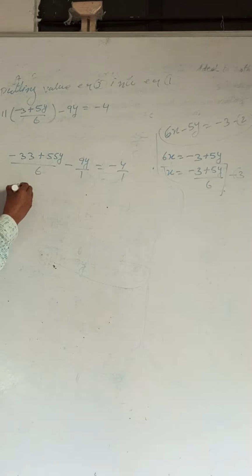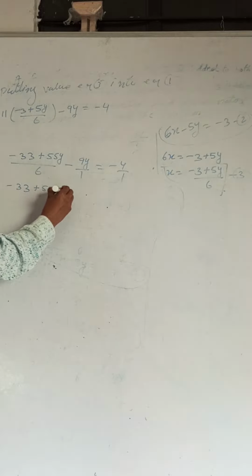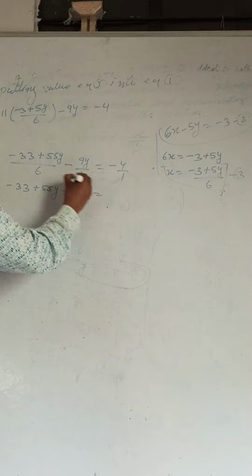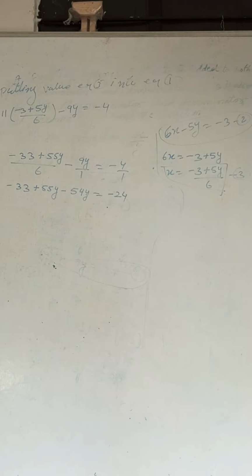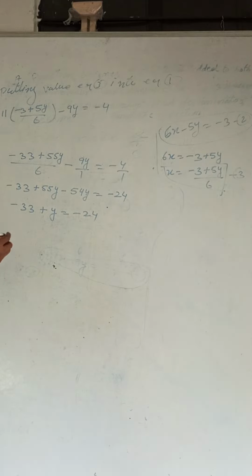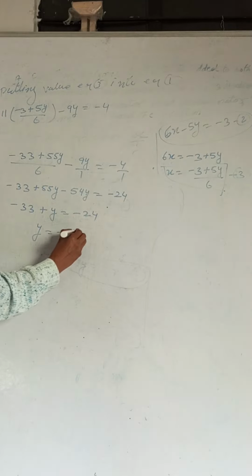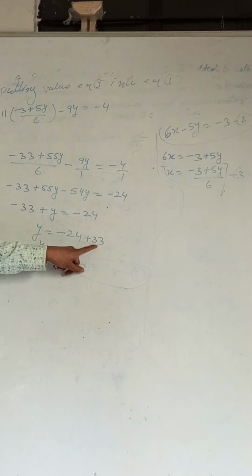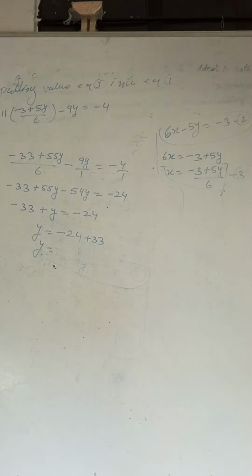So here what will come? Same thing will come. Minus 33 plus 55y minus 54y, 6 9s are 54y, is equal to 6 4s are 24. Now the same variables can be added or subtracted. 55 minus 54 is equal to 1. So minus 33 plus y is equal to minus 24. We can write y is equal to minus 24 minus 33. If it goes to the right-hand side, it becomes plus 33. Then y is equal to plus 33 minus 24, which is 9.